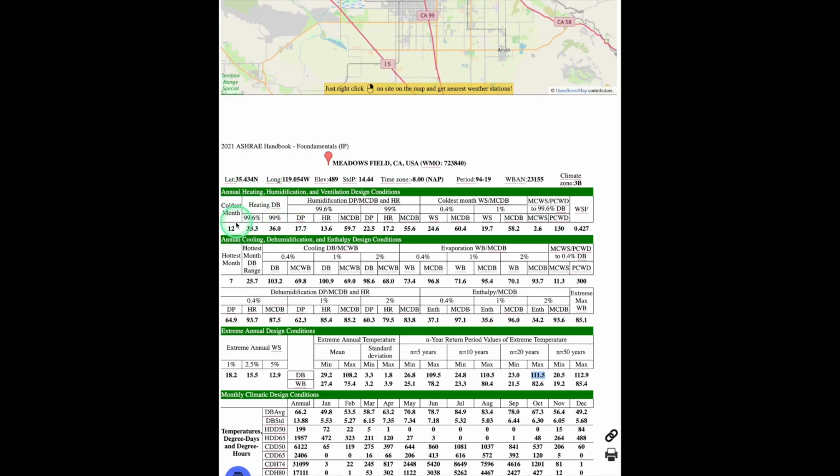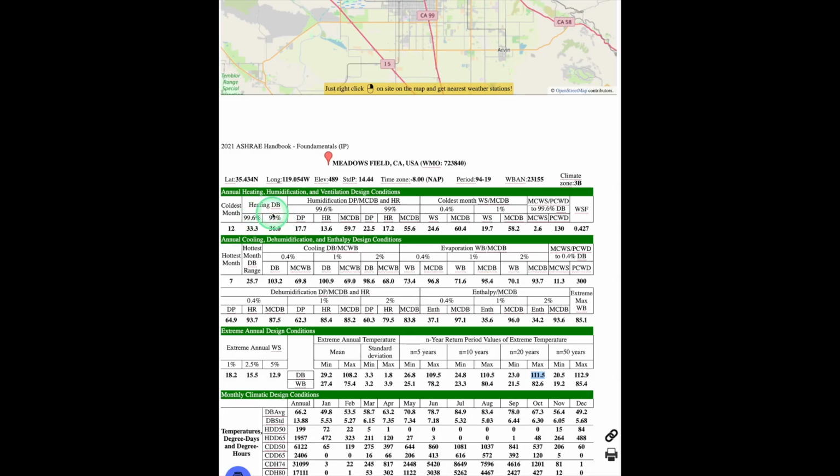So this is one section we're going to look at, really just this little box right here. And the annual cooling, dehumidification, and enthalpy design conditions. So the cooling design conditions. And this is the area we're going to be looking at for cooling. Now, if you notice here, there are percentages. You have 99.6 and 99%. That's almost 100%, but it's not quite. So what do these percentages mean?